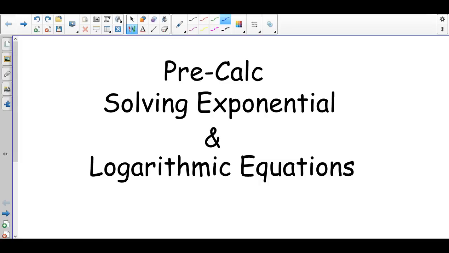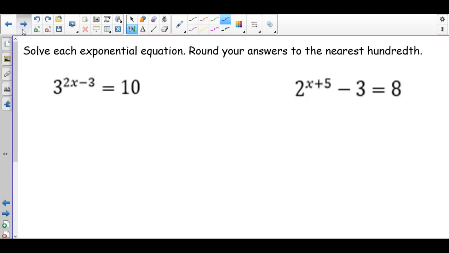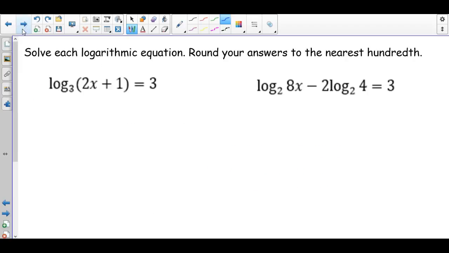What I'm going to do is go through how to solve exponential and logarithmic equations, which are inverses of each other. So what I'll do is walk through this change of base formula, which is something that we're going to use and apply it later on to solve exponential equations. And then we'll go through a couple examples of actually solving exponential equations.